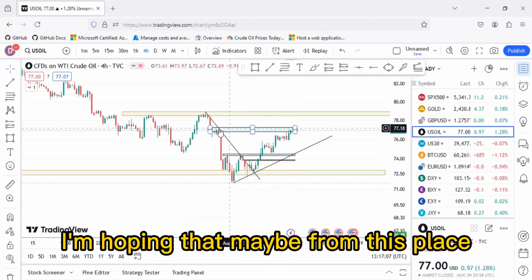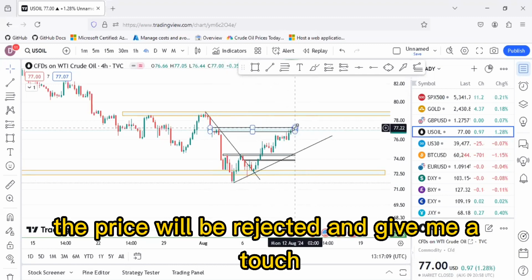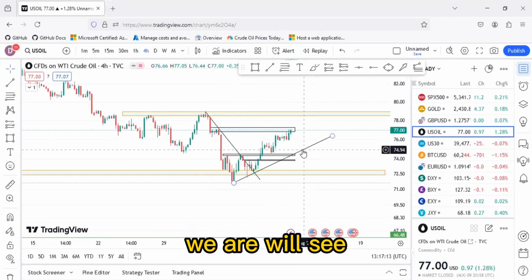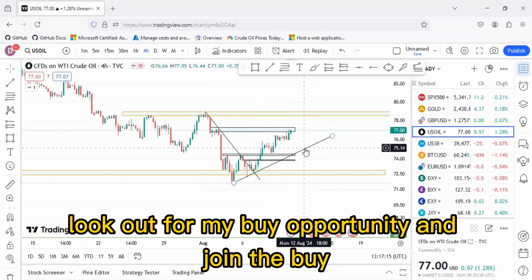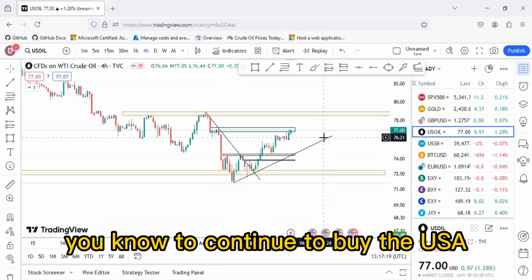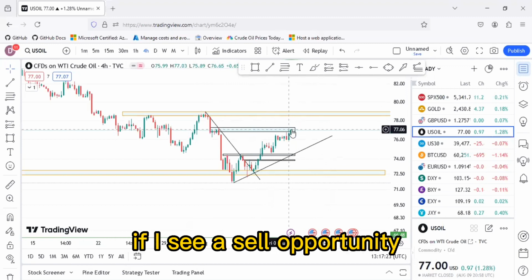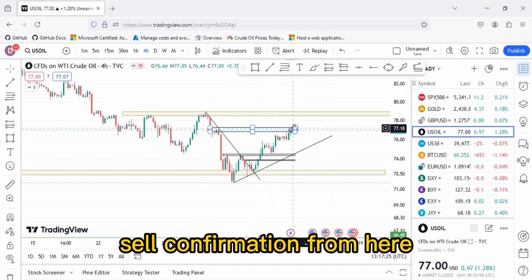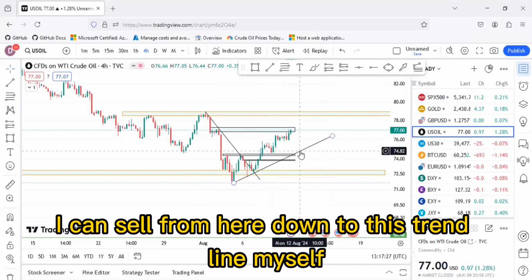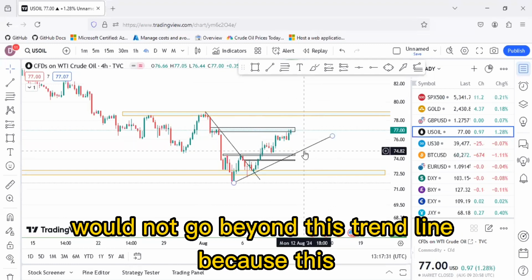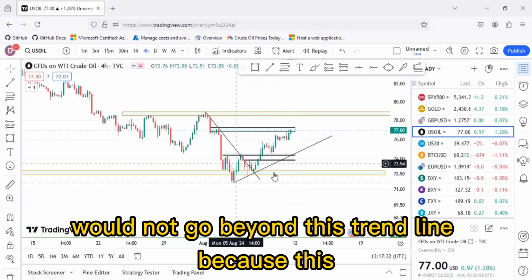I'm hoping that from this place, the price will be rejected and give me a third touch of the trend line, where I will look out for my buy opportunity and join the buy, to continue to buy the US oil. And at this level that we have now, if I see a sell opportunity, a sell confirmation from here, I can sell from here down to this trend line. My sell will not go beyond this trend line because this is a buy already.